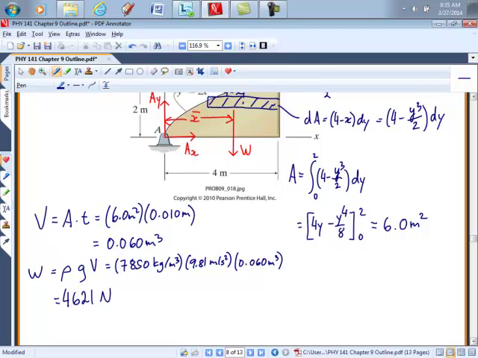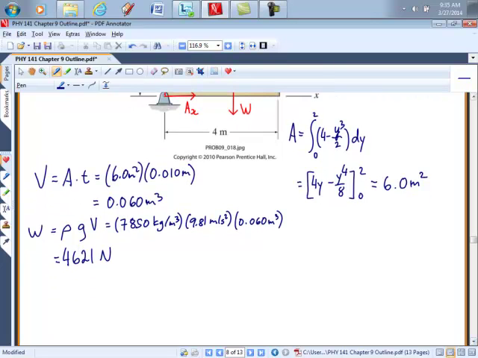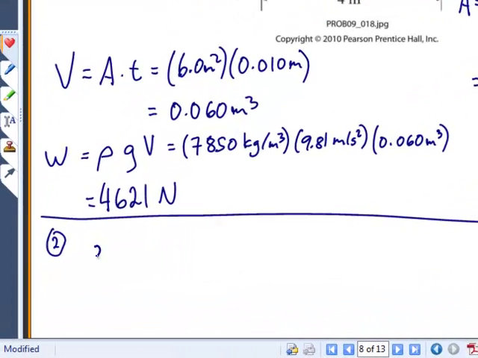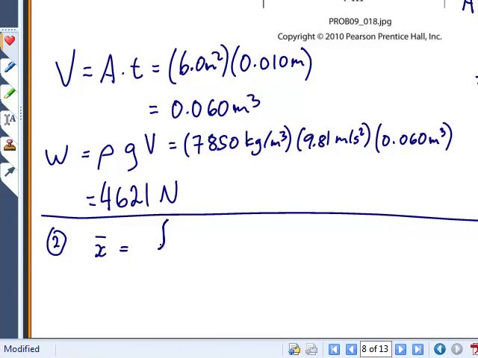All right. So we found the weight. Now we want to find x bar. So how are we going to find x bar? So step 2. X bar we know is going to be the integral of x tilde dA over the integral dA. Okay, we've already done the integral in the denominator.